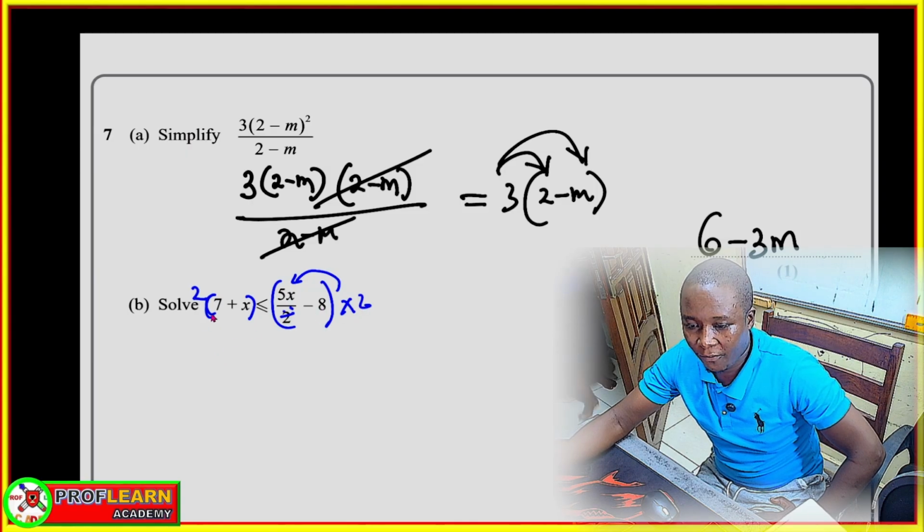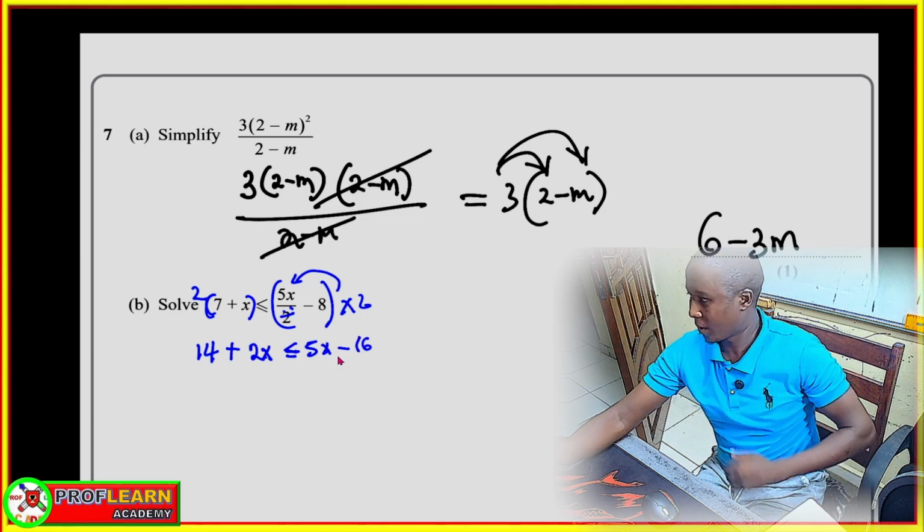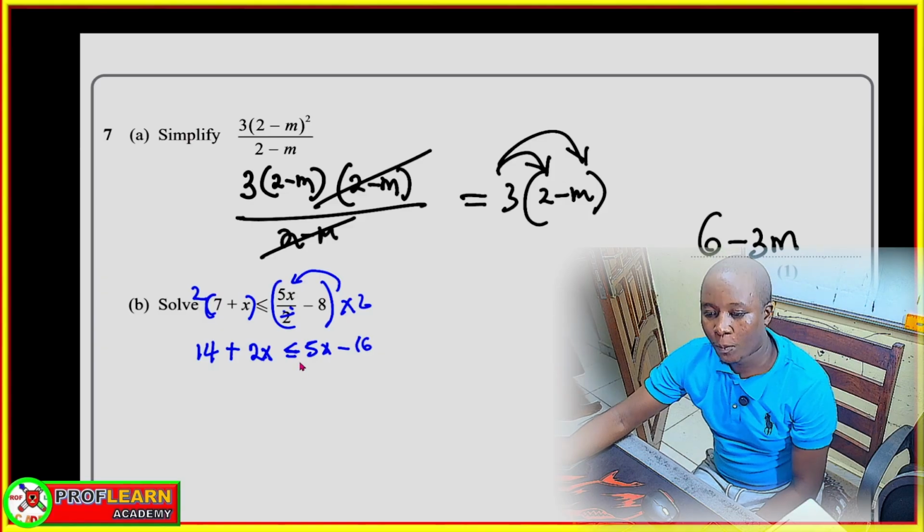So meaning that the first term here will be 14 plus this is going to be 2x less than or equals to 5x, and this is going to be minus 16. That's my minus 16. Then we are going now to put the like terms together.